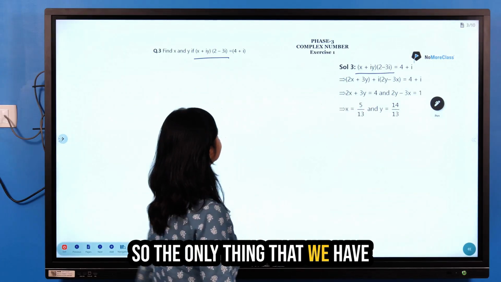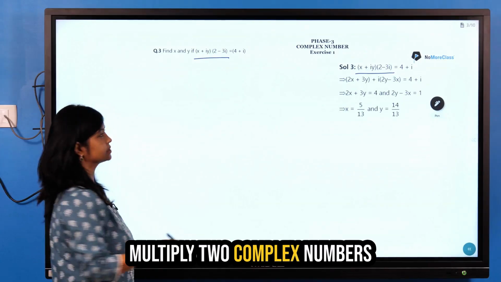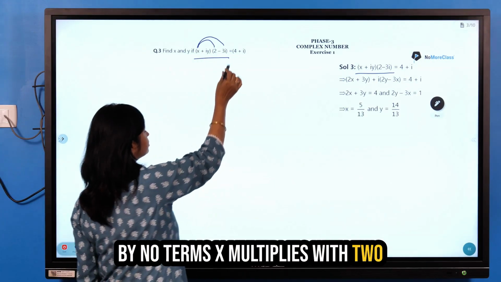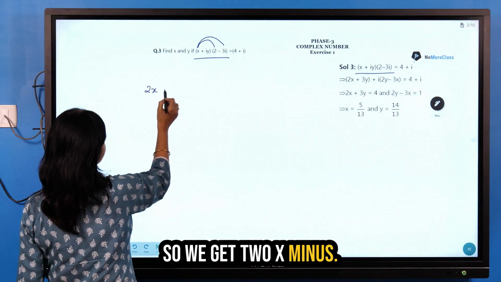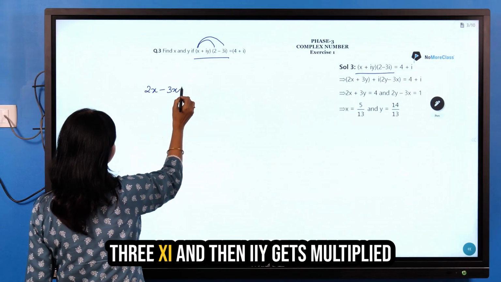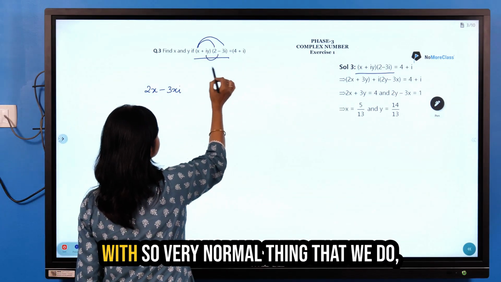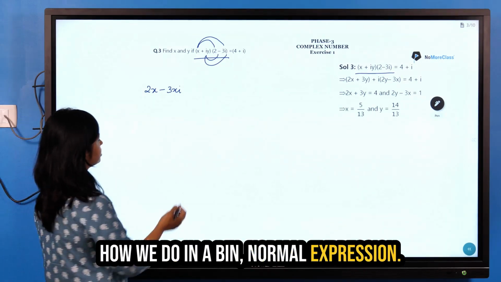So the only thing that we have to remember, I think, is how we multiply two complex numbers. How we do it with real number binomial terms. x multiplies with 2, x multiplies with minus 3i. So we get 2x minus 3xi, and then iy gets multiplied with both terms. So it's a very normal thing that we do, how we do in a binomial expression.